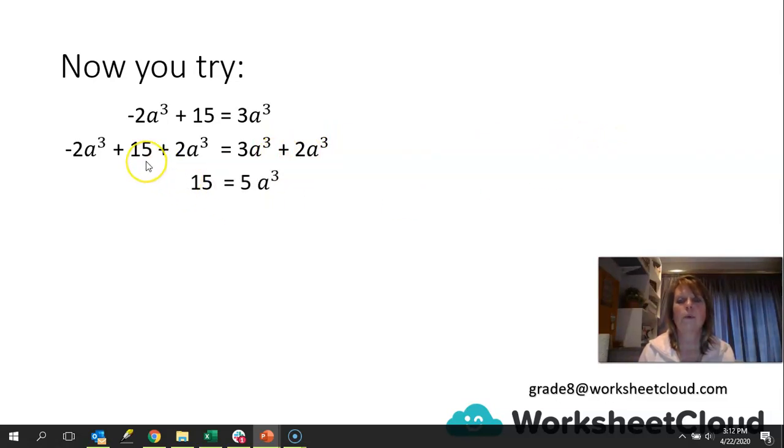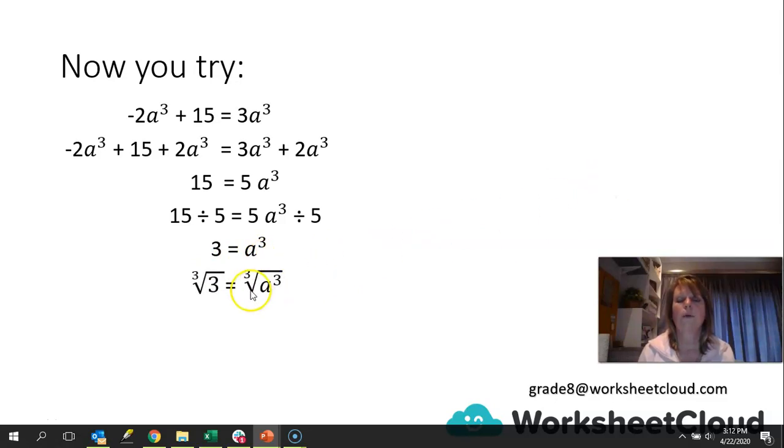Right, I end up with 15 over here because that minus 2a cubed plus 2a cubed gives me nothing. On this side, I've got 3a cubed plus 2a cubed, which is going to give me 5a cubed. So I've got 15 is equal to 5a cubed. I then say 15 divided by 5 is equal to 5a cubed divided by 5. I'm going to get 3 is equal to a cubed.